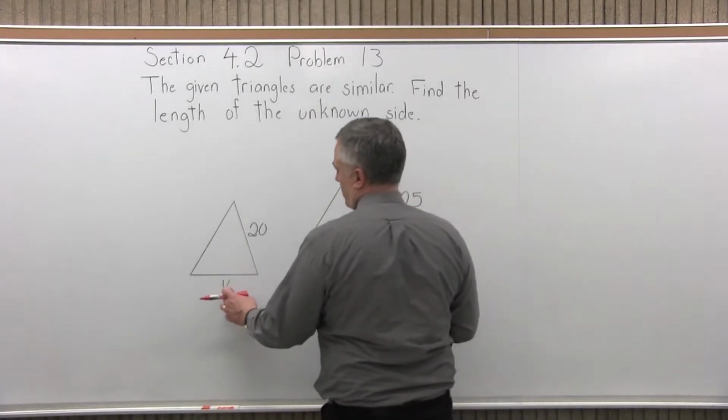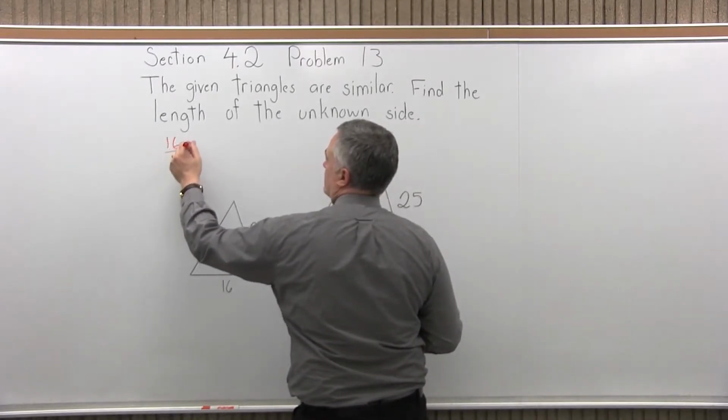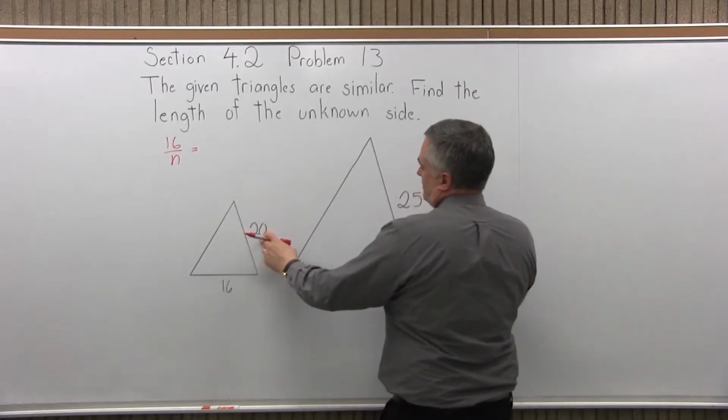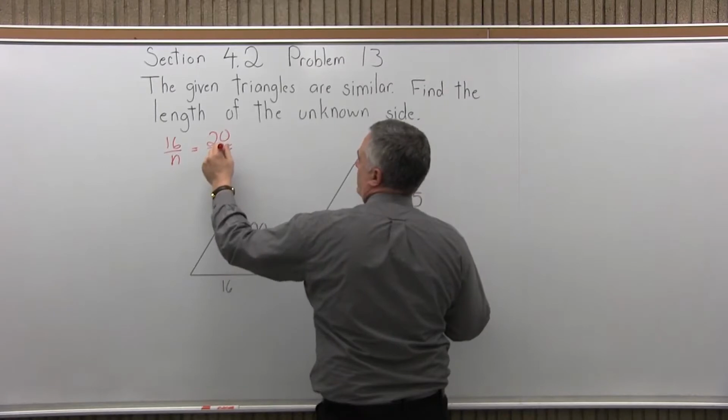So you can do bottom of the small triangle to bottom of the big triangle would be 16 to n, or 16 over n. Set that equal to the right side of the small to the right side of the big would be 20 to 25, or in other words, 20 over 25.